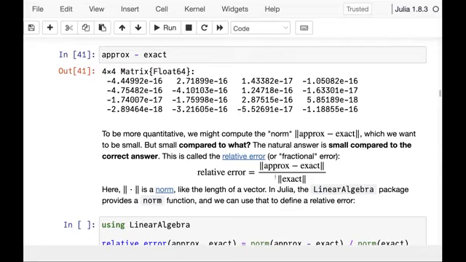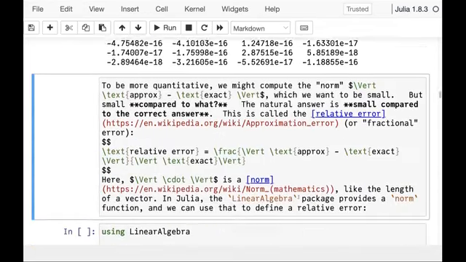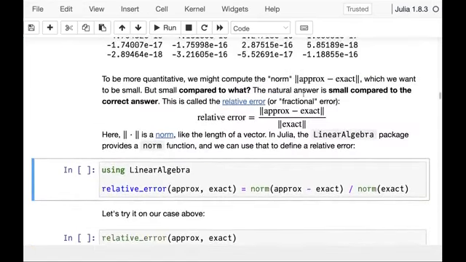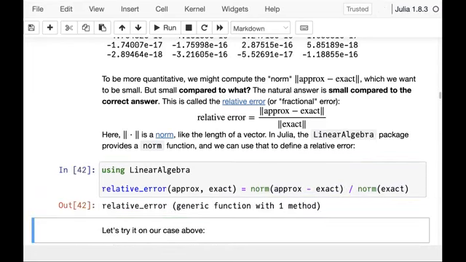But to make it quantitative, we define this ratio and we call it the relative error, right? So it's the difference between what we want, which is the exact answer, and what we get, which is the approximate answer, divided by the size of the exact thing. Okay, so this norm is defined in Julia in a package called the linear algebra package, and I can define a function relative error that takes approx and exact and computes exactly this: the norm of the difference divided by the norm of the exact answer.